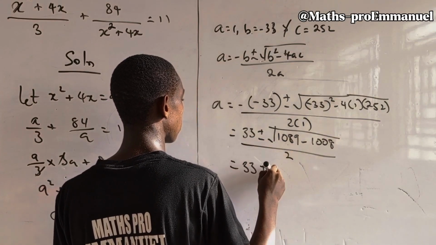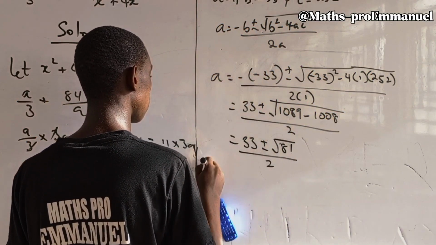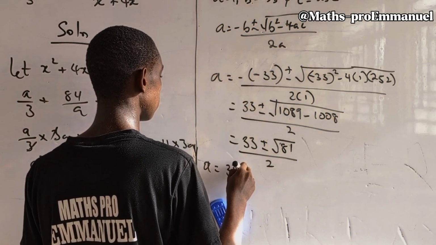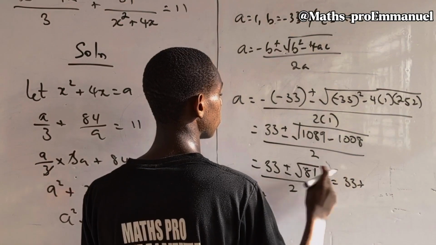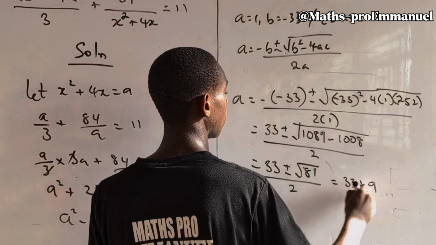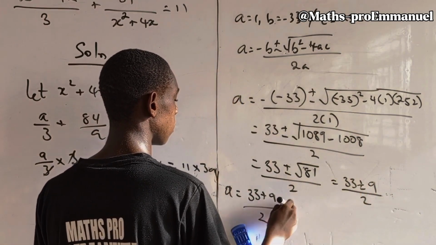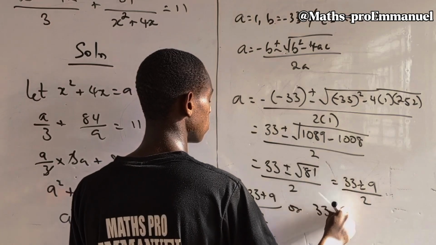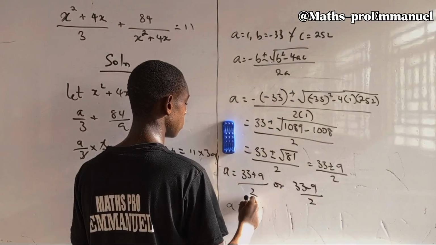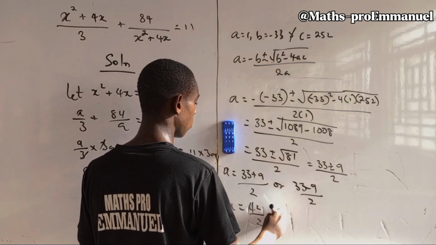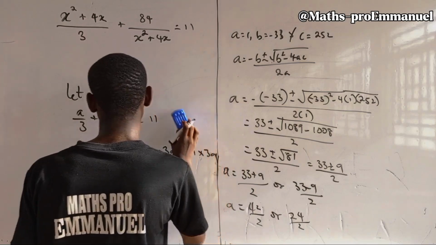So 33 plus or minus square root of is 81 all over 2. So now my a will be equal to 33 plus or minus 9 all over 2. Square root of this is 9. So 33 plus 9 all over 2, or 33 minus 9 all over 2. So now a will be equal to, if you add this, you have what? 42 over 2, or if you subtract this, you have 24 over 2.